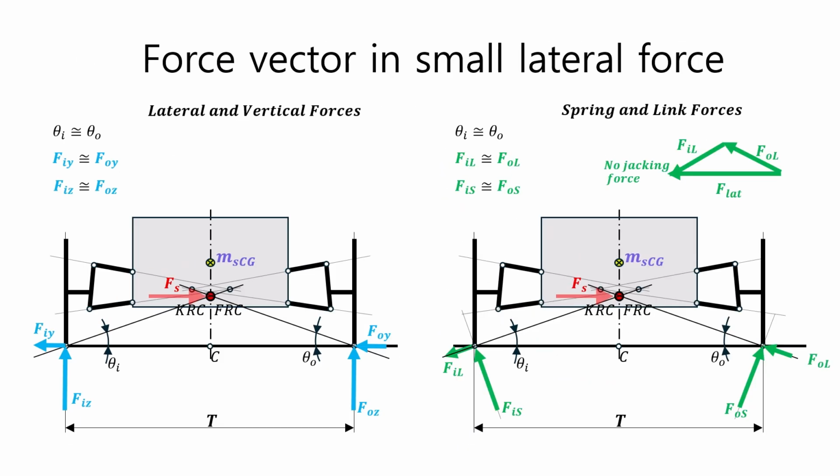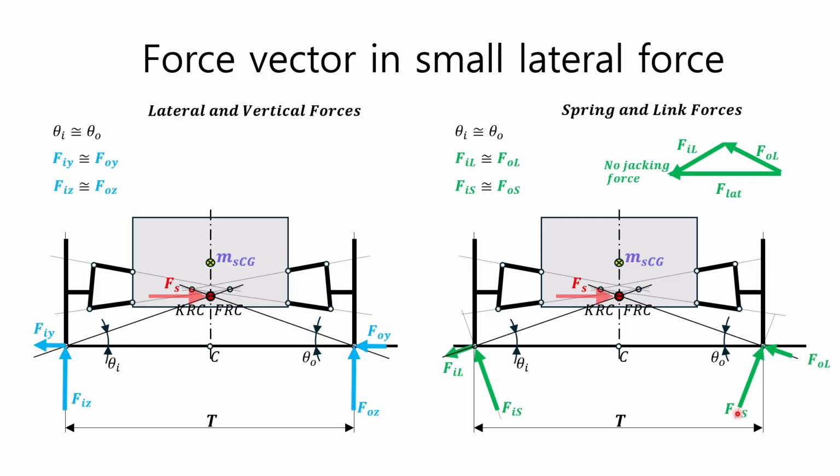Let's analyze the forces acting on the roll center as a force vector when a lateral force due to small lateral acceleration is applied. In this case, the kinematic roll center, geometric roll center, and force roll center all exist at the same location on the vehicle's central longitudinal plane. The figure on the left shows the lateral and vertical forces acting on the left and right tires. If we reconstruct these forces into forces aligned with the line connecting the tire road contact point to the roll center and forces perpendicular to these lines, we can express the force vector as shown on the right.